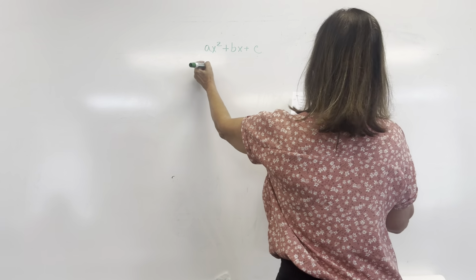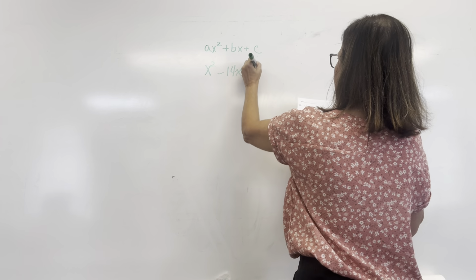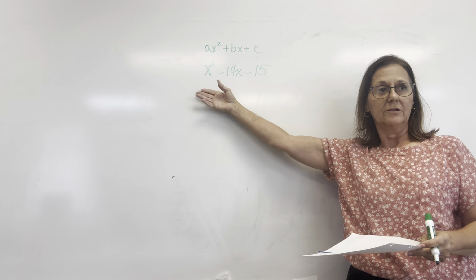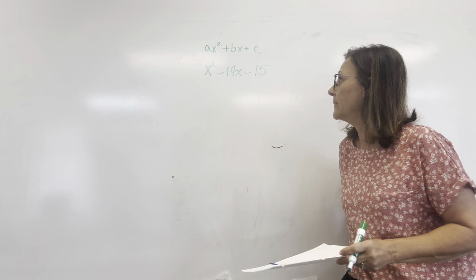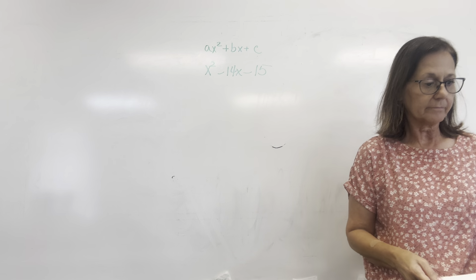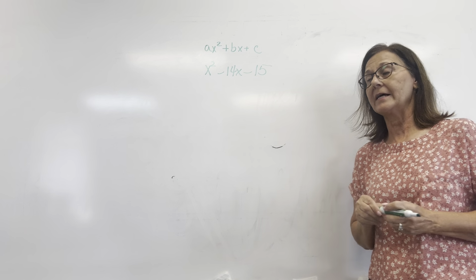All right, so x squared minus 14x minus 15. What's the value of a in this quadratic? 1. The value of b? Negative 14. And the value of c? Negative 15. We looked at this yesterday.